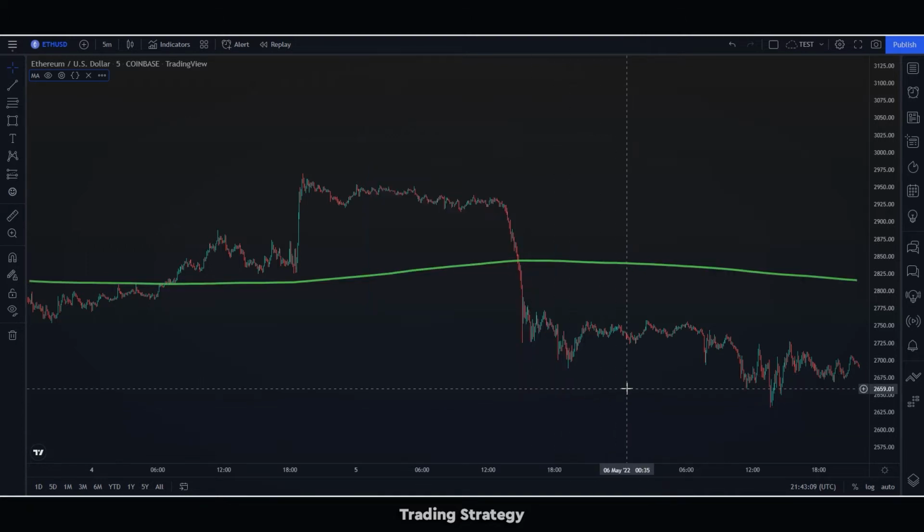This moving average will be the one that acts as a filter. That is, if the price is above the moving average, we will only carry out purchase operations. If the price is below the moving average, we will only carry out sell operations.